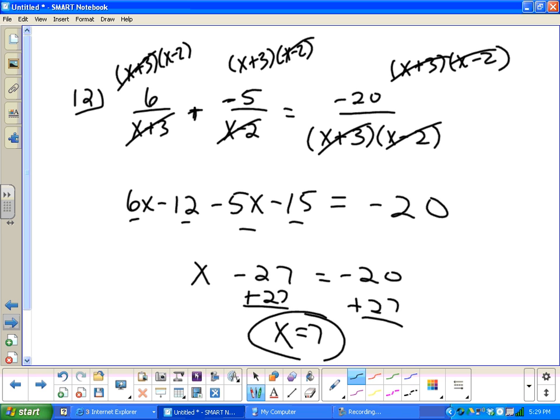Okay, so let's notice, if x is 7, would it make me divide by 0? That wouldn't be 0 if x was 7, and that wouldn't be either. And these two would not be 0, so it's not an extraneous solution. It's an okay solution.